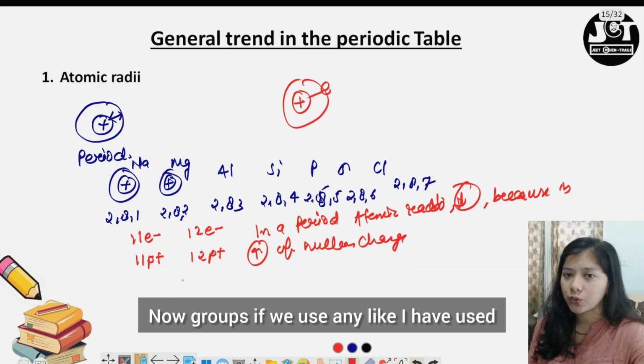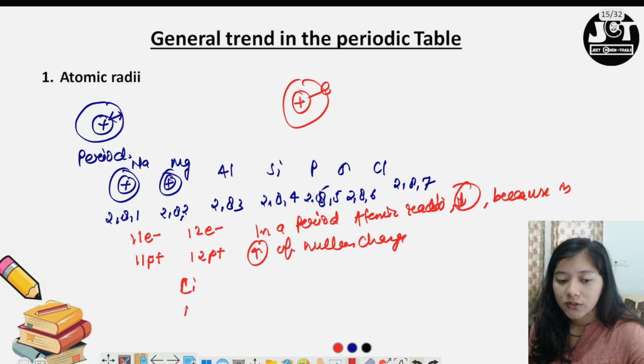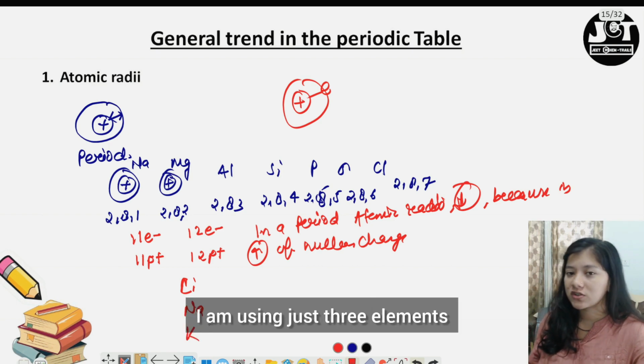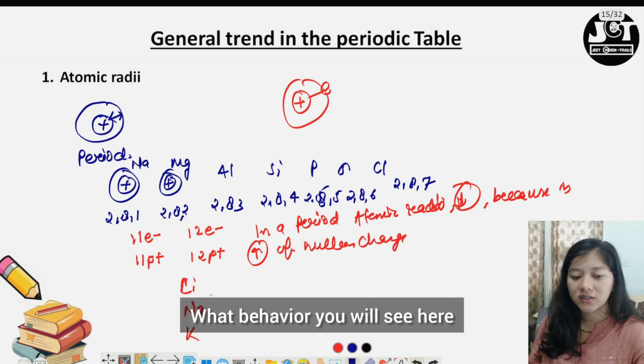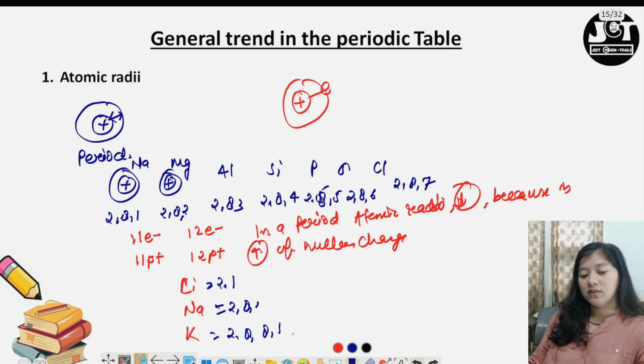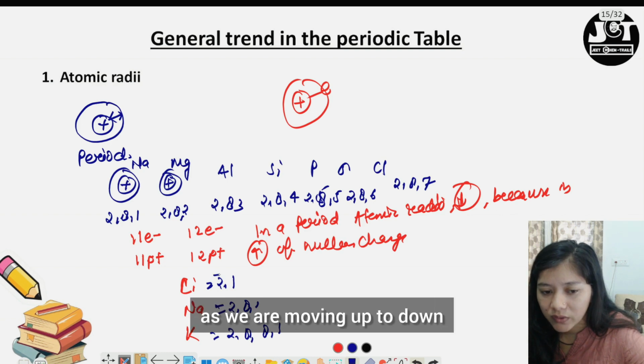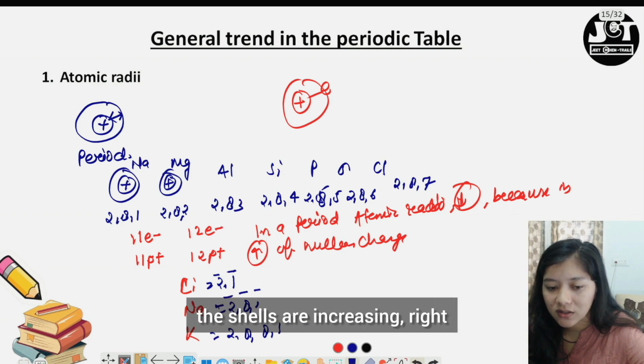In the same way we have groups. Now for groups, I have used the first group as lithium, sodium, potassium. I am using just 3 elements. What behavior will you see here? Lithium is 2,1, sodium is 2,8,1 and potassium is 2,8,8,1. That is the configuration I have written. As you can see, as we are moving up to down, the shells are increasing by 1.